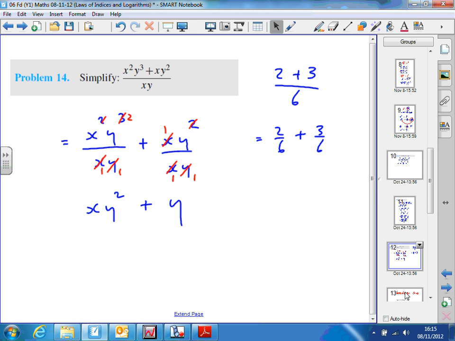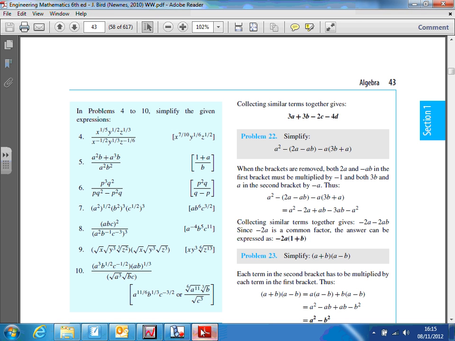Right, I'll pause for a little while now and let you have a go at exercise 21 on page 42 in the textbook.